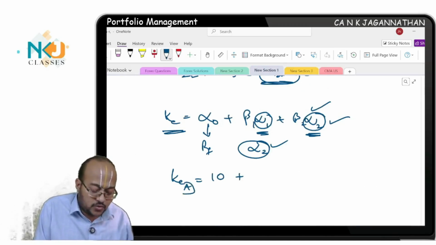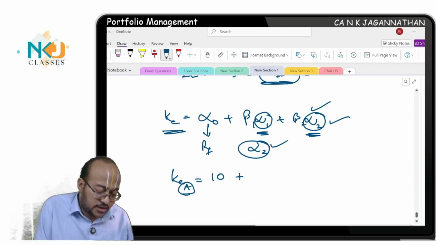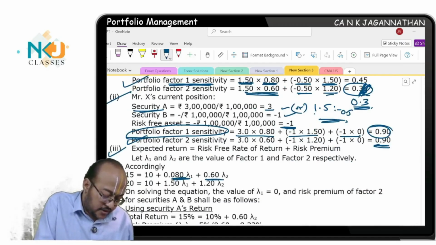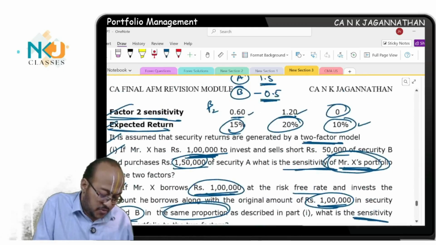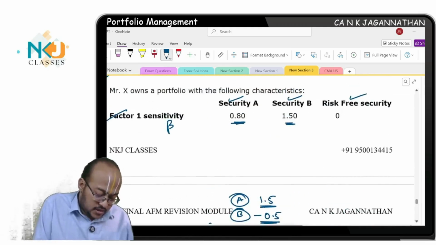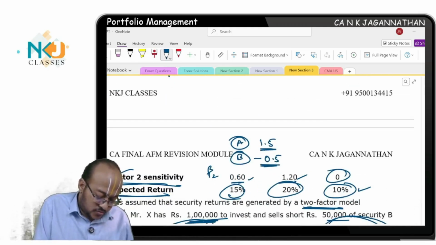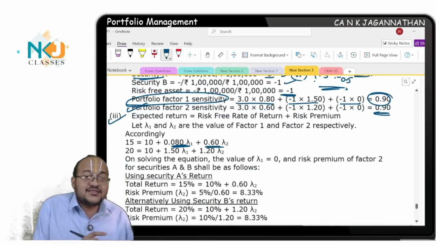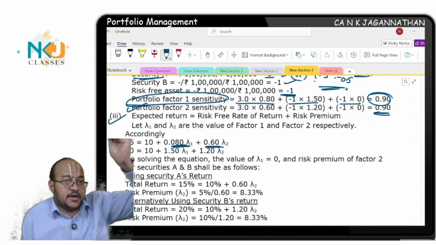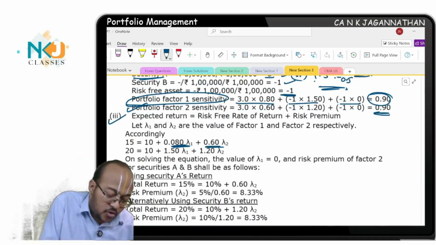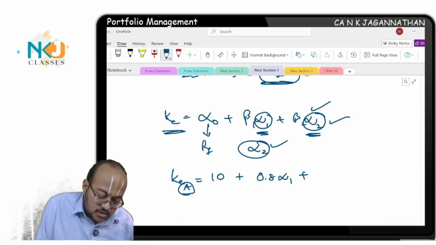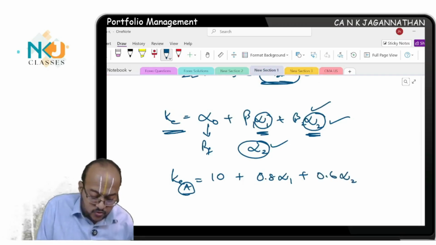You already know for security A what is the beta? 0.8. For factor 1 you have to consider 0.8, and for factor 2, 0.6. Are you all understanding? This is for security A. So security A, factor 1 beta and factor 2 beta, both you will consider: 0.8 into lambda 1 plus 0.6 into lambda 2. Like this you will form the equation.